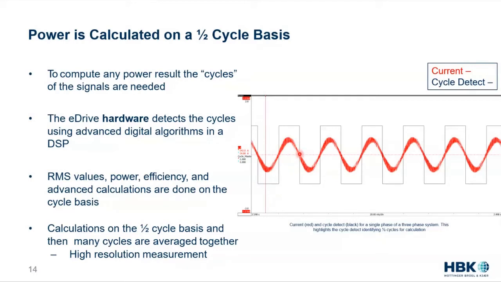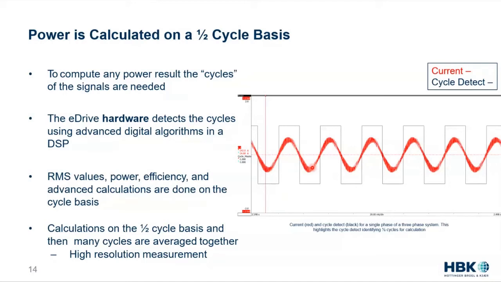Each one of these half-cycle calculations is an 18-bit measurement, and it's very accurate in a dynamic scenario. As frequency is changing, the cycle detector is tracking that frequency and giving us calculations on that half-cycle basis. So we can really start to have an accurate power in a dynamic setting.